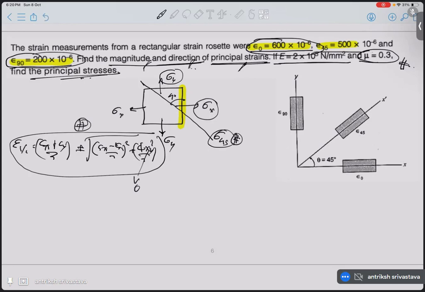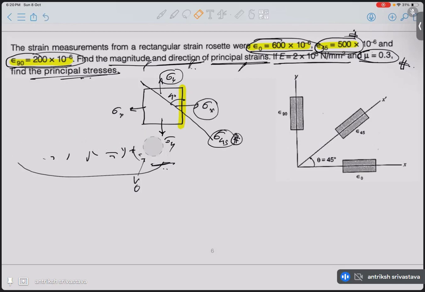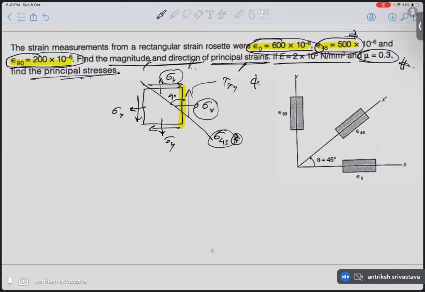But this epsilon 45 that is given to us is given to determine this phi xy, that is the shear strain acting on the sides, or correspondingly tau xy. So what we are going to do, we are going to say epsilon x is 600. I'm going to ignore this 10 power minus 6 because for the rest of the calculations it is going to get cancelled. And epsilon y is 200, and epsilon at 45 degrees is 500. Using this, we are going to identify phi xy.